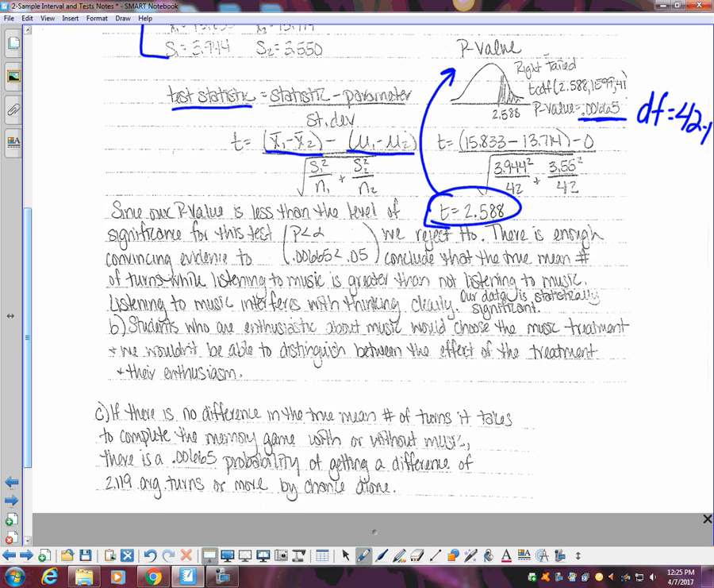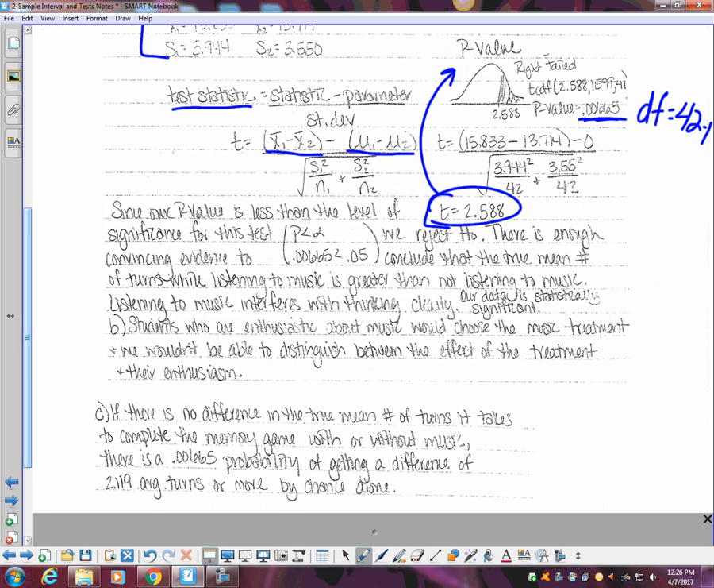Question B said, suppose Matt allowed people to choose whether or not they were in the group that listened to music while playing the game. Give an example of a problem that might arise. So students who are enthusiastic about music would choose the music treatment, and we wouldn't be able to distinguish between the effect of the treatment and their enthusiasm.